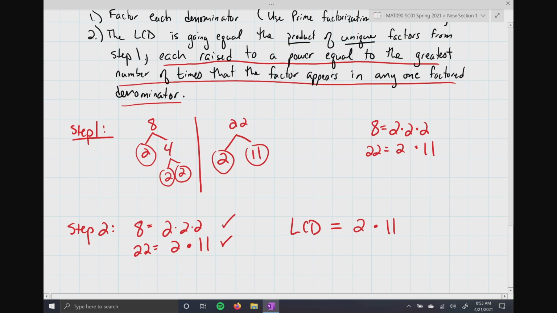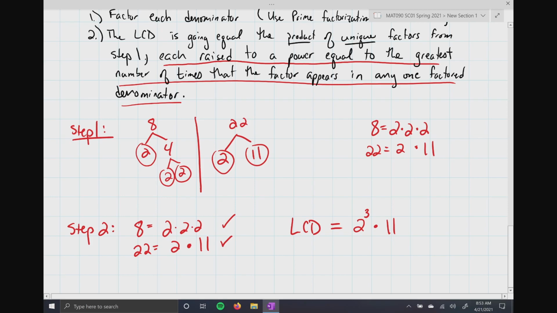Which factorization do you see the most number of 2's? 8 or 22? Somebody has to unmute themselves and tell me. Say it again. I love it, Abigail. Abigail said 8, and I agree. Now, how many 2's do you see in the factorization of 8? 3 of them. So it's 2 to the 3rd power.